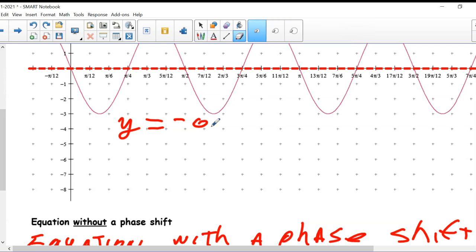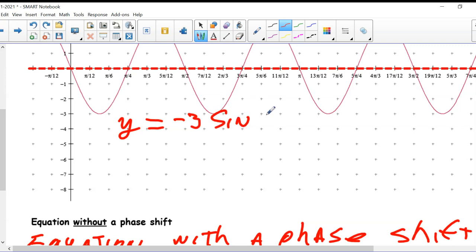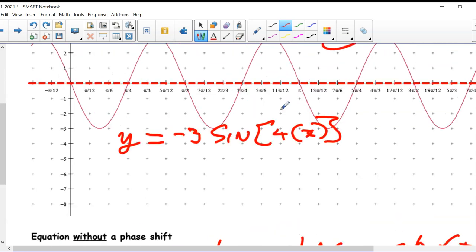So -3 sine 4x. Right? So that's one version of the equation. Why does it have to be -3? Yes, no, that's my fault. Remember really that we said that this function wasn't going up at the start, it was going down. Let me take you back to that point again.